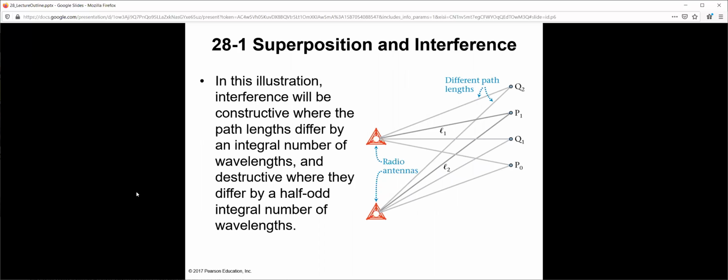This picture here sort of illuminates that idea. In this illustration, interference would be constructive where the path lengths differ by an integral number of the wavelength, and destructive where they differ by a half-odd integral number of the wavelength. What that means is if the waves are lined up such that they constructively interfere, their peaks at the same point, then they are separated by one wavelength of each other, right? If you push that back half a wavelength, so that the peak of one wave and the trough of another wave are set up, then you have destructive interference where the waves cancel.